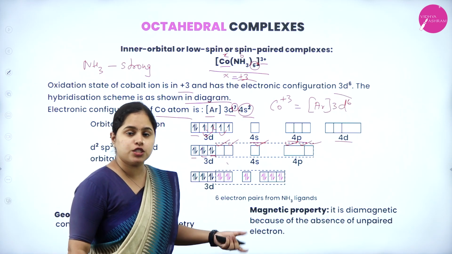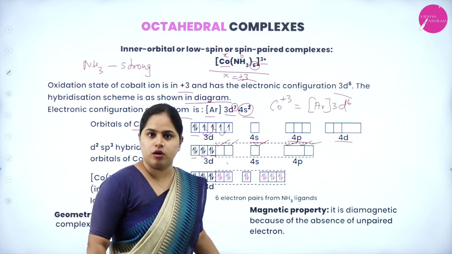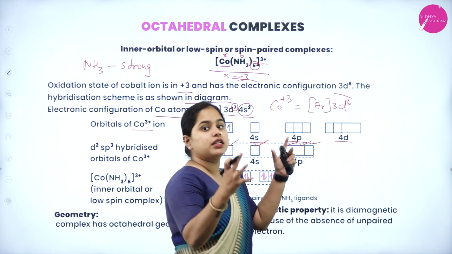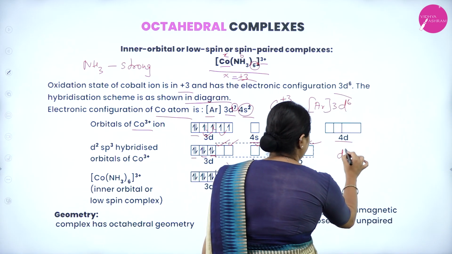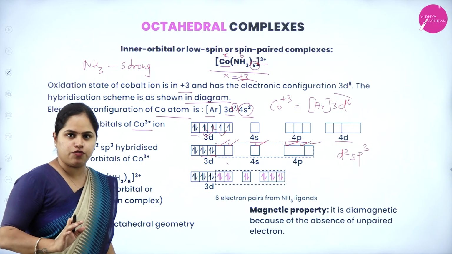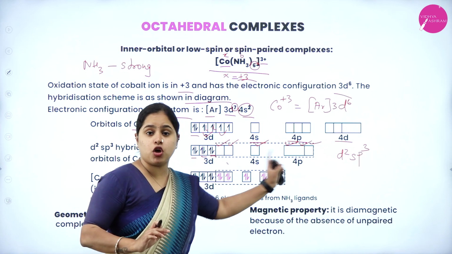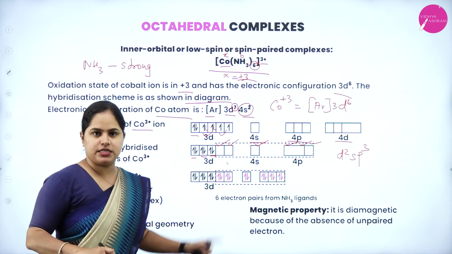So in total, what will be the hybridization here? Which are the free orbitals present? D2, that is 2 d orbitals, 1 s orbital, 3 p orbitals. These orbitals will undergo hybridization and form what? Yes, d2sp3 hybridization will be formed. As 6 orbitals are combining, it will form 6 hybrid orbitals, which is represented here.